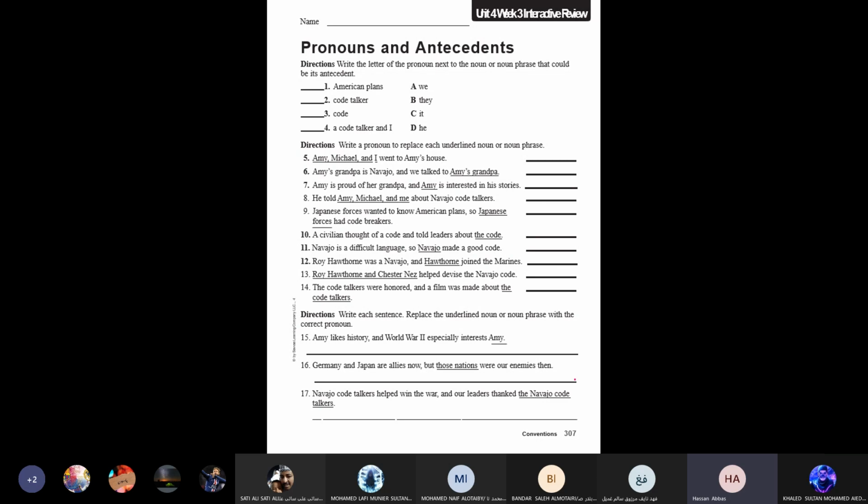Number four, we. As I told you before, when you get I with any noun or with any pronoun, you have to use we. If you want to replace this noun or noun phrase, you have to replace it with we because you have I here. So this will be letter A.